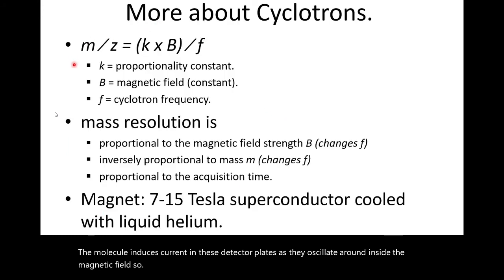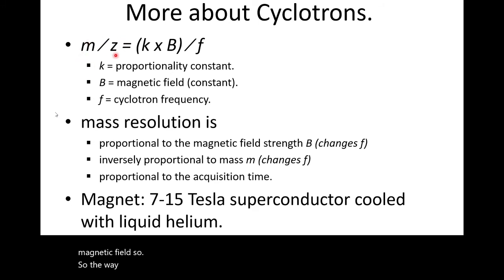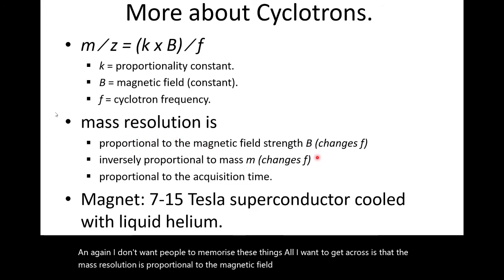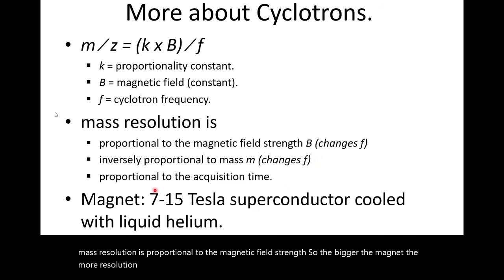So the way you measure mass to charge ratios in a cyclotron can be explained by this equation. And again, I don't want people to memorize these things. All I want to get across is that the mass resolution is proportional to the magnetic field strength. So the bigger the magnet, the more resolution that you can get, which is why you end up with 15 Tesla superconductors cooled with liquid helium.